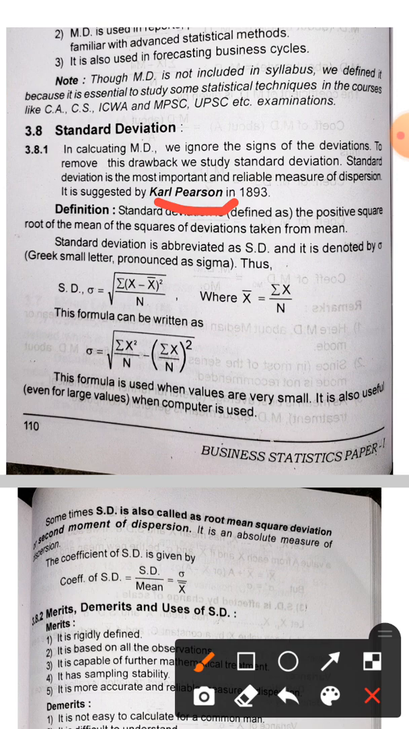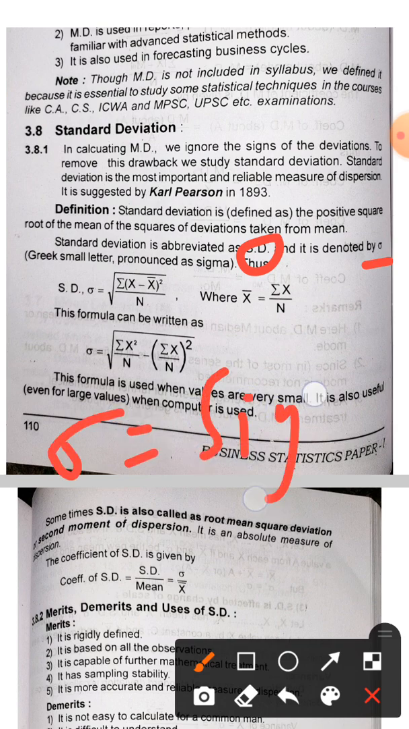Okay, standard deviation is defined as the positive square root of the mean of squares of deviations taken from the mean. That is, standard deviation is abbreviated as SD. Okay, and it is denoted by sigma, the Greek small letter pronounced as sigma. That is this notation, that is sigma. Okay, just like the notation of mean, that is x bar.